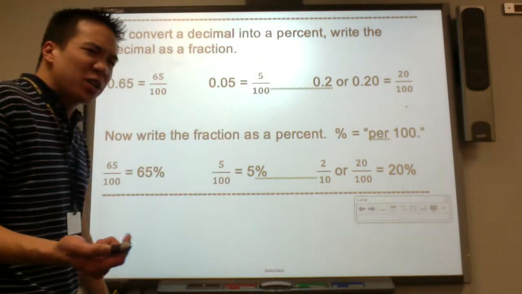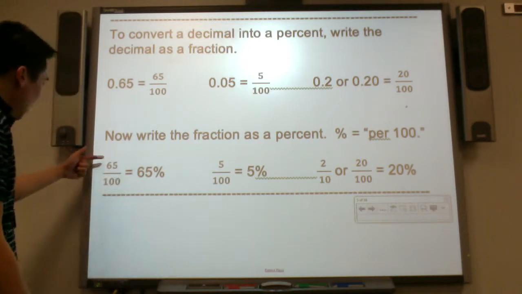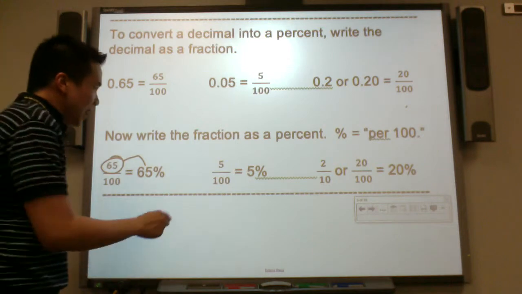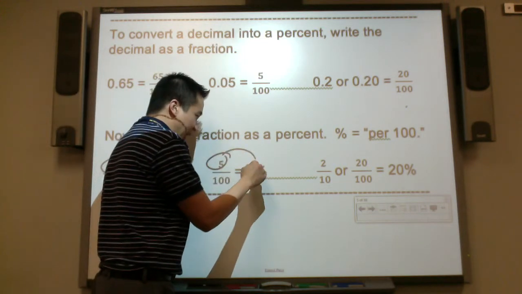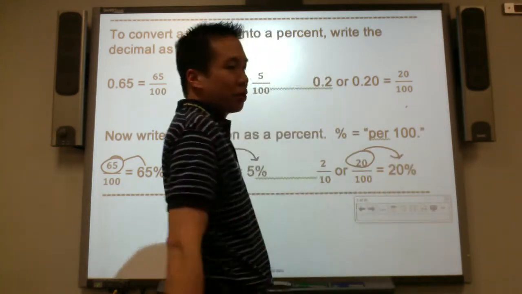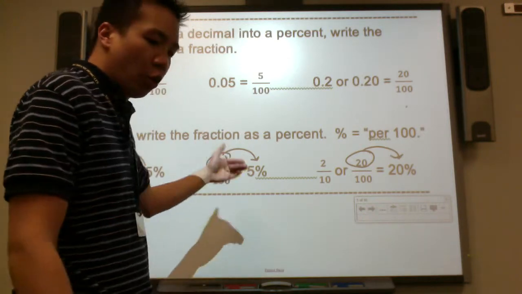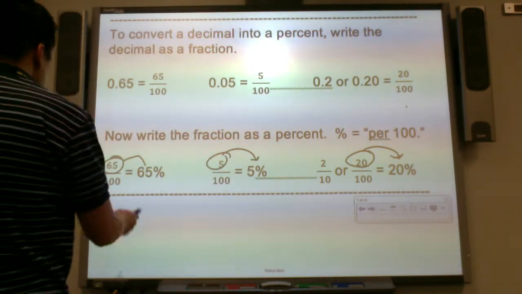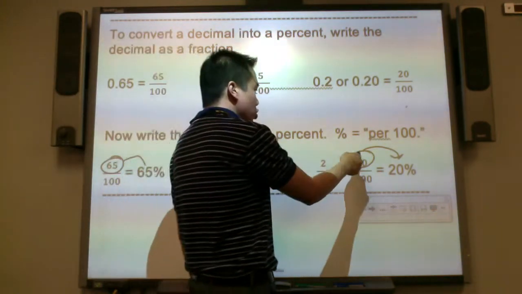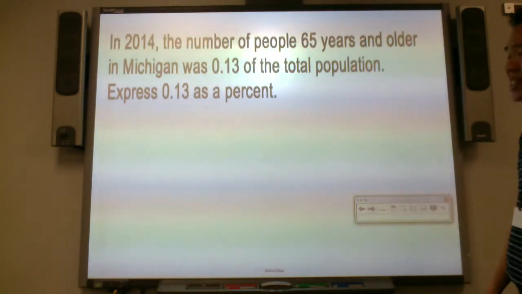And what does percent mean again? Per 100. So if this is 65 per 100, that's 65%. If this is 5 per 100, it's 5%. If this is 20 per 100, it's 20%. So percent means how many parts per 100. So 65 parts per 100, 5 parts per 100, 20 parts per 100, or 65%, 5%, 20%. So let's do a couple of examples about this.